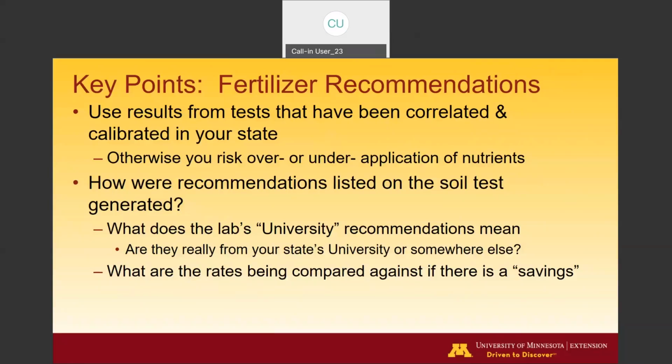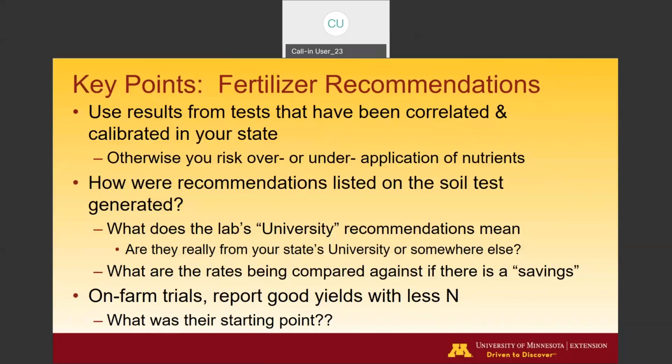Again, what's the comparison? And I've heard this several times too, like on-farm trials, some people report good yields with less nitrogen. Well, what was their starting point? A lot of times when I ask questions further, they are actually applying more nitrogen anyway than what our guidelines would be. So if they cut down their nitrogen, by definition, they still should be getting optimal yields. So it's always good to ask, what's your starting point?